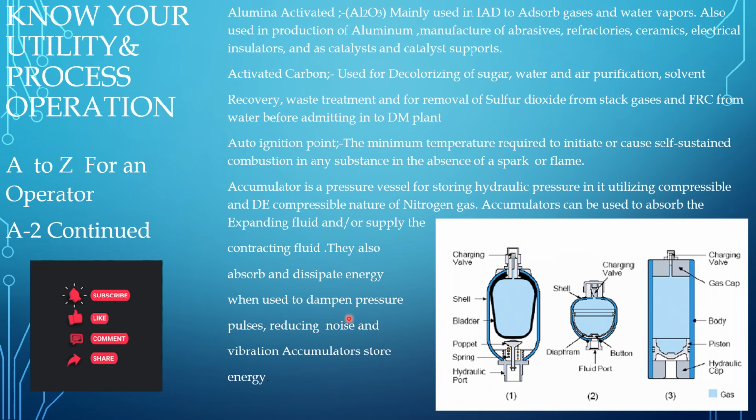Accumulators normally store energy. This is a bladder type of accumulator. This is diaphragm type and it is piston type. This is a charging valve for all the types in the top and the hydraulic port or fluid port on the bottom. This is the bladder and this is the diaphragm type and this is the piston type. Nitrogen is stored at the top that will push the liquid and it is used to maintain the pressure pulses. It will reduce noise and vibration in any fluids used in the industries, high pressure fluids.